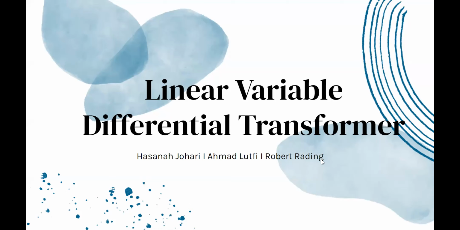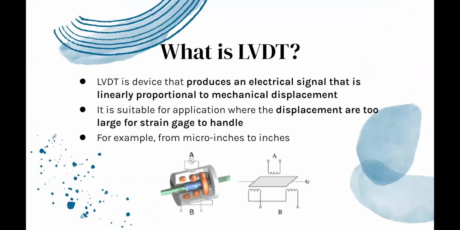Okay. Hi, Assalamualaikum everyone. My group will present about the linear variable differential transformer. My name is Hasanah binti Johari. I will present with my friends Ahmad Dufi and Robert Ladin. So what is LVDT? LVDT is a device that produces an electrical signal that is linearly proportional to mechanical displacement. So it is suitable for applications where the displacement is too large for a strain gauge to handle. For example, if we have to change from micro inch to inch.